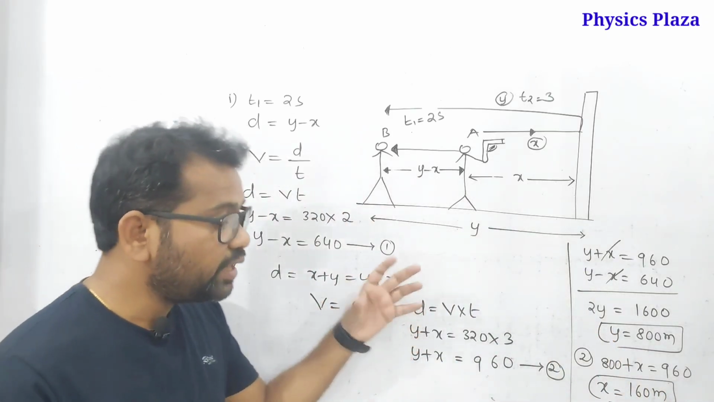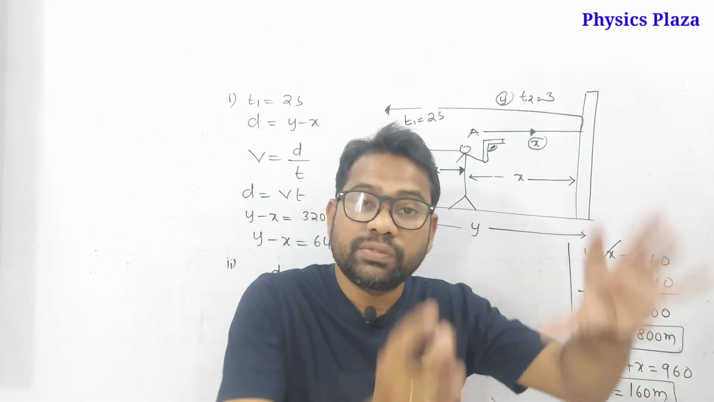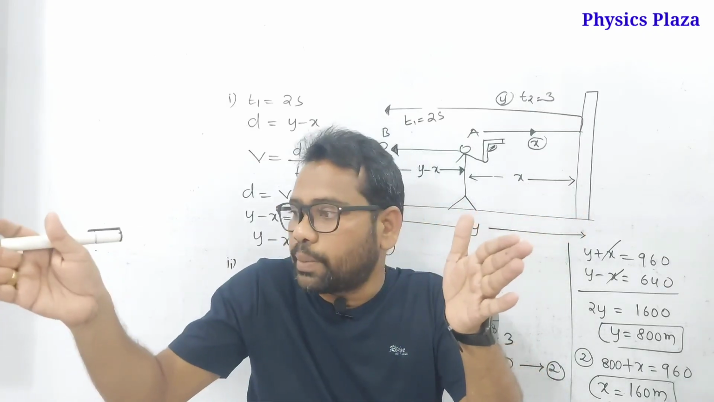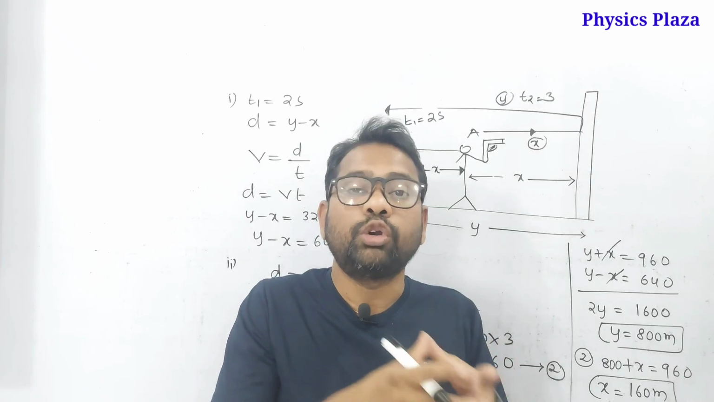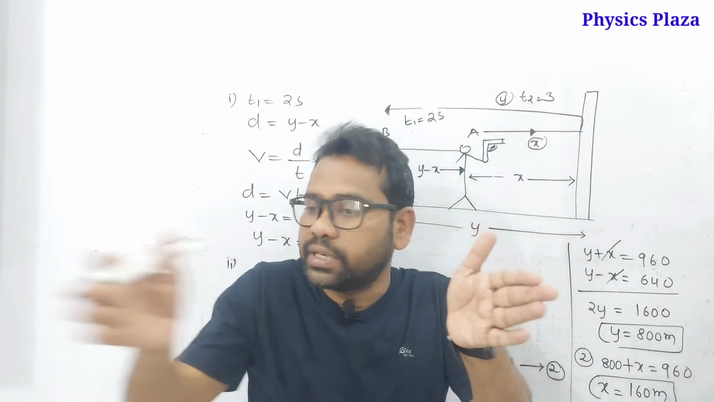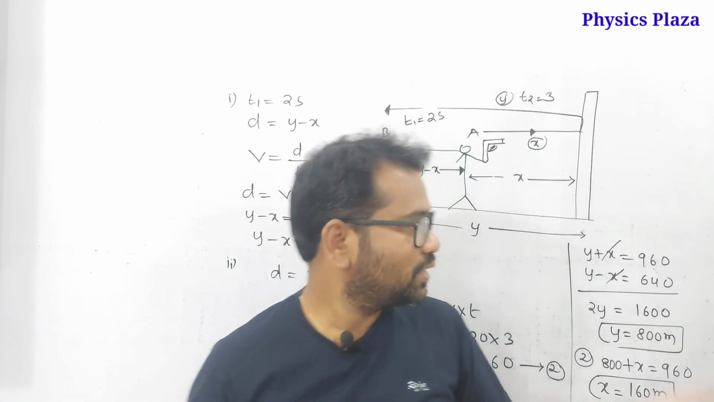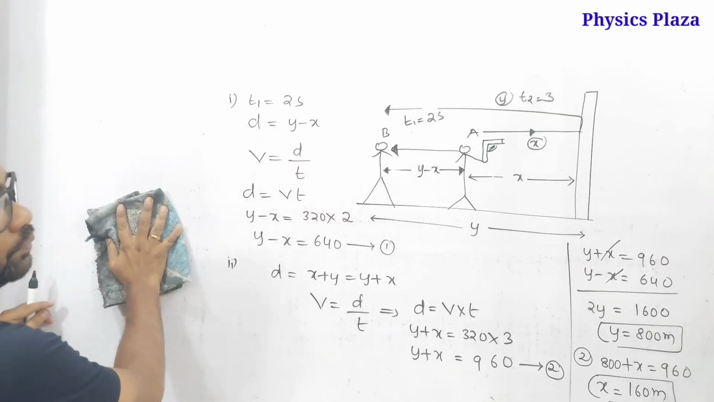Children, nowhere did we use v is equal to 2d by t. That's what I said: echo doesn't always mean v is equal to 2d by t. You have to see the forward direction and the backward direction. If the sound is covering the same distance, then you can go for v is equal to 2d by t. Otherwise, the forward distance should be added to the backward distance traveled. Okay, just copy this. It's the fourth model. Okay, done.